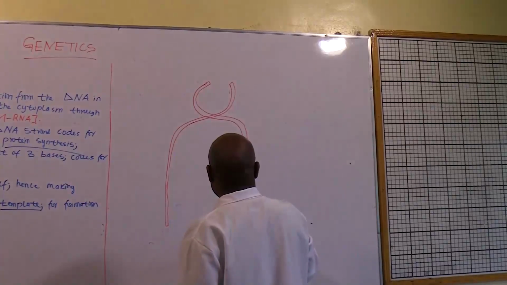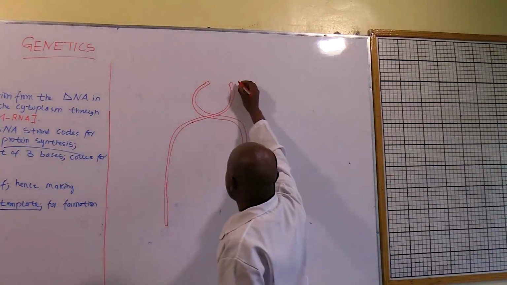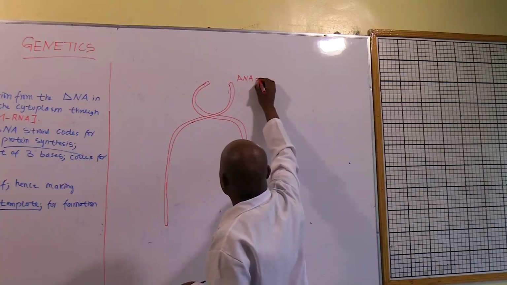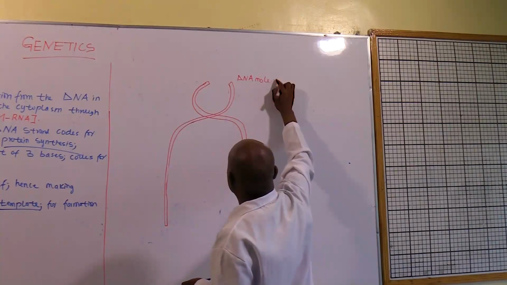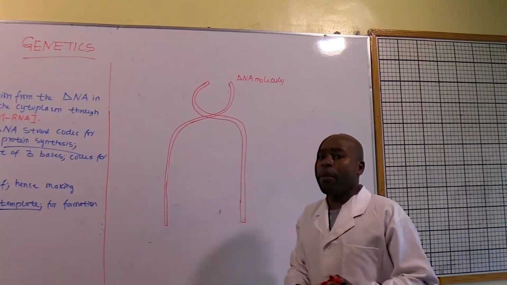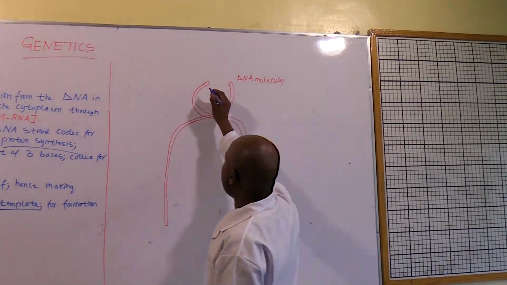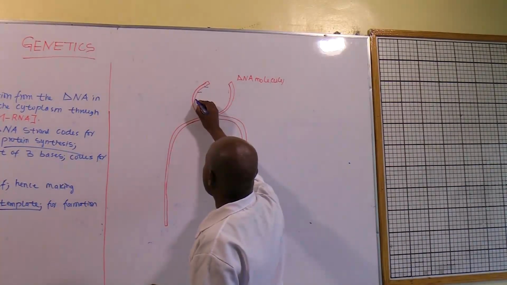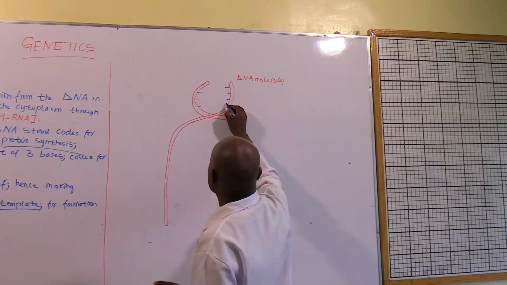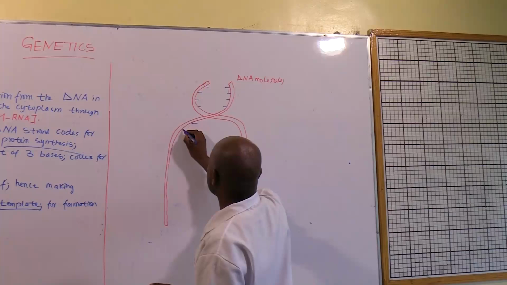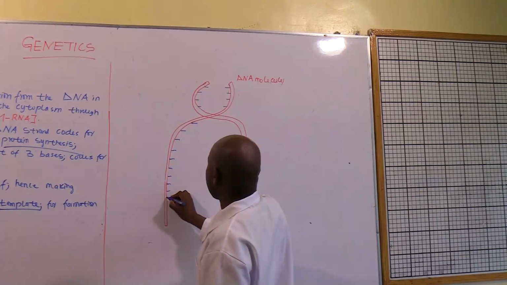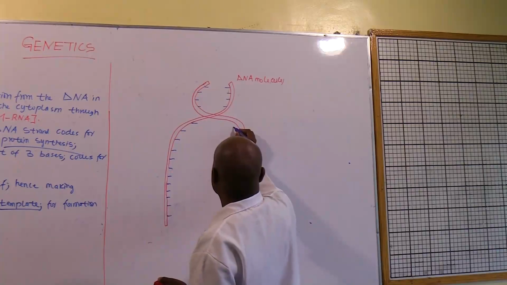And we have 2 strands. So this is the DNA molecule. Remember, within this DNA molecule, there is a way in which nitrogenous bases are arranged. We have several sets of nitrogenous bases arranged in that manner.